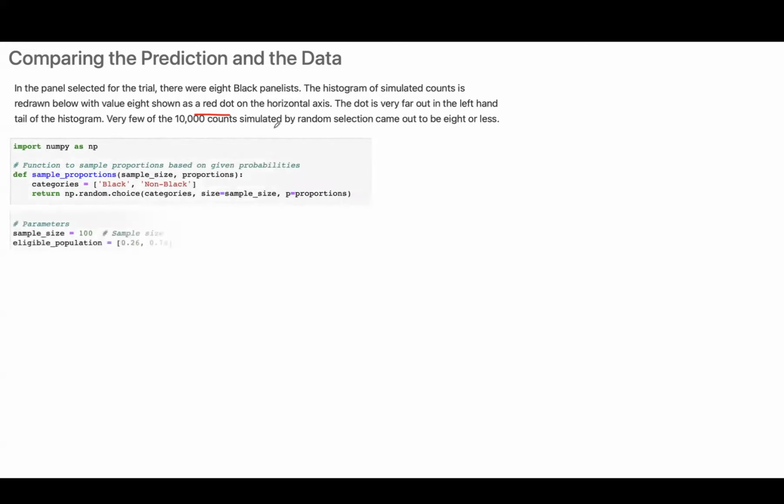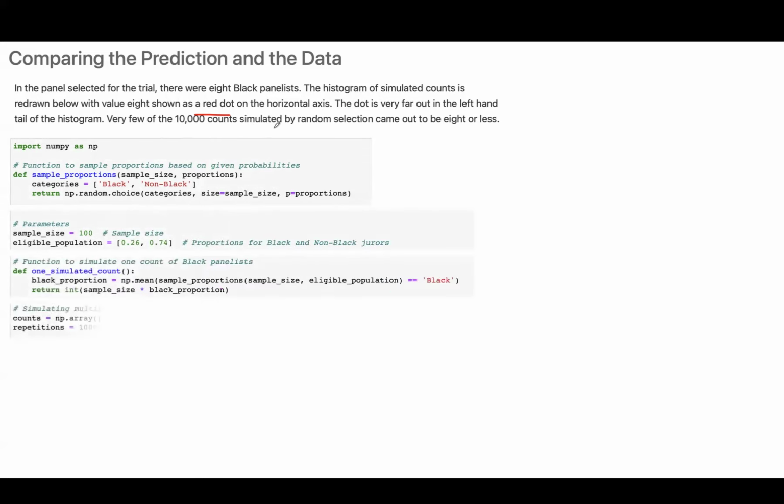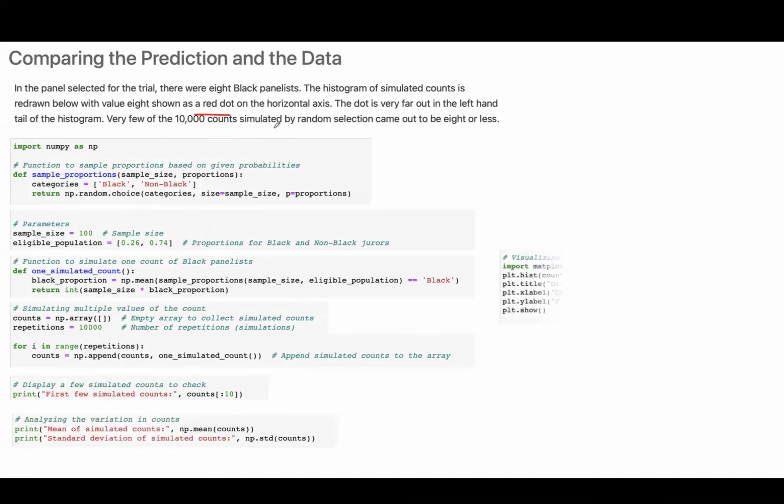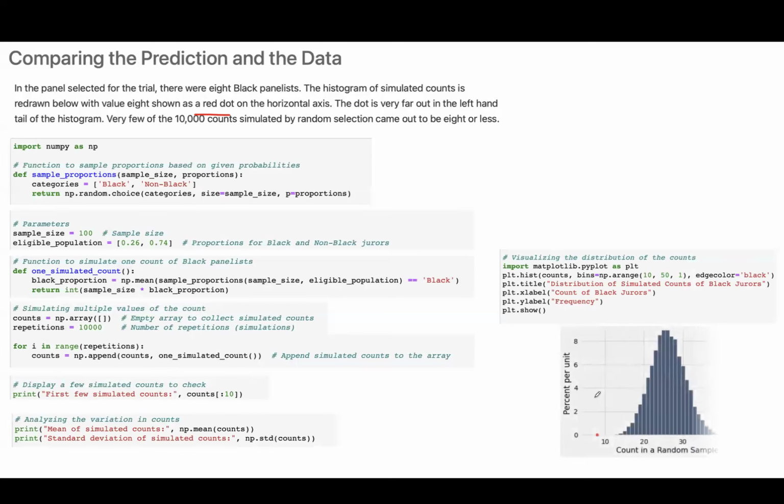So by running the line of code, we define the function, and then here we are doing the repetition, the number of repetitions being 10,000, and we define our for loop. And let us take a look at our histogram. And basically, you actually see the red dot, which is far away from the majority of the data, which is on the right-hand side. So it is an outlier.